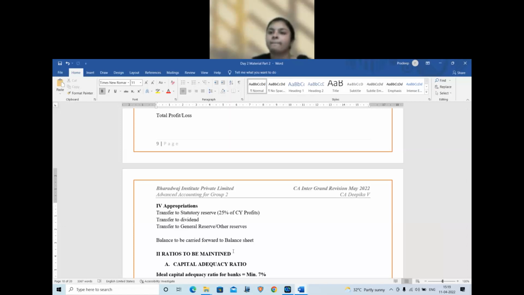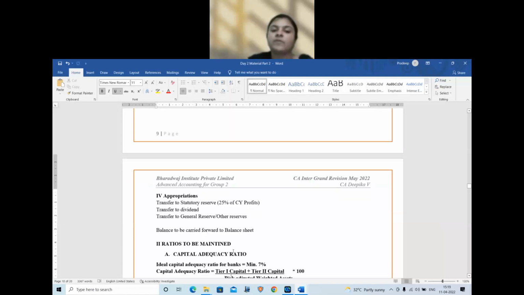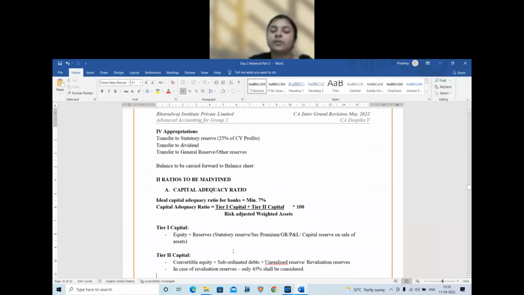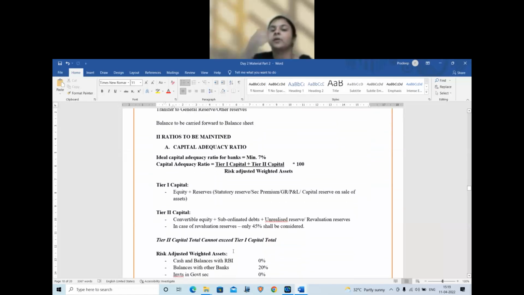Okay. Moving on to the ratios that we need to remember for the calculation. The first that can be asked is capital adequacy ratio. The ideal ratio for banks is 7%, minimum 7%. It can be 7 or more than 7%. The formula for capital adequacy ratio is Tier 1 capital plus Tier 2 capital divided by risk adjusted weighted assets.